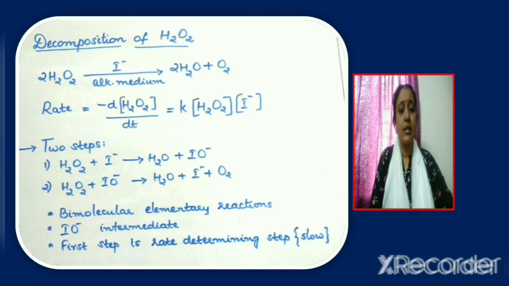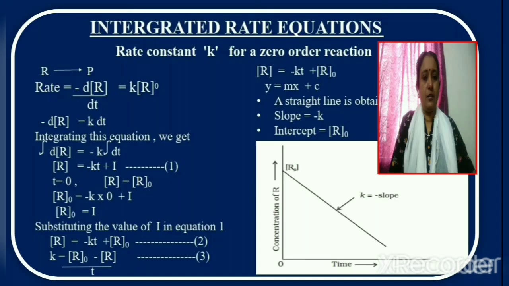So the reaction here takes place in two steps, and both the steps can be considered as bimolecular elementary reactions. IO- is the intermediate formed. Out of the two steps, the first step is slow and hence it is the rate determining step. So this is the reason why the rate law expression is given as rate is equal to rate constant K into concentration of hydrogen peroxide into concentration of I-.